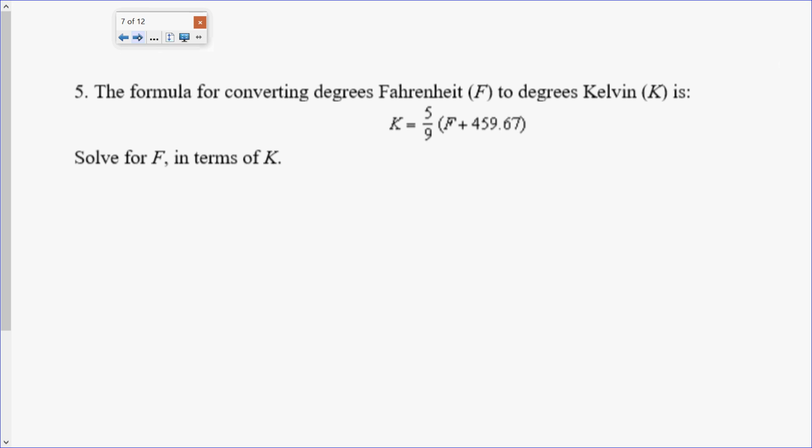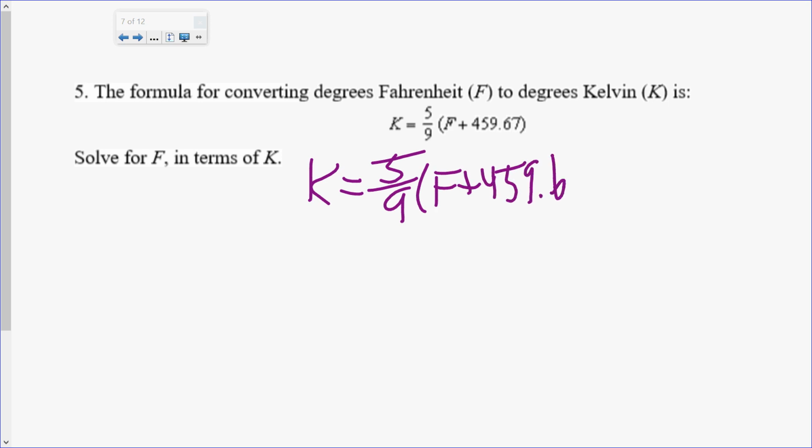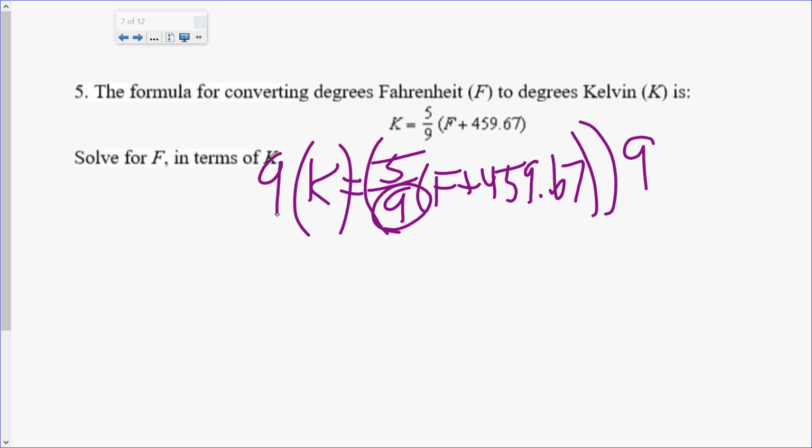Number 5 looks a little tricky. Let's take a look at 5. It wants me to solve for f. So, fractions. Do I see fractions? Yes. So to get rid of a fraction, I multiply by the LCD. The only denominator here is 9, so I multiply both sides by 9.